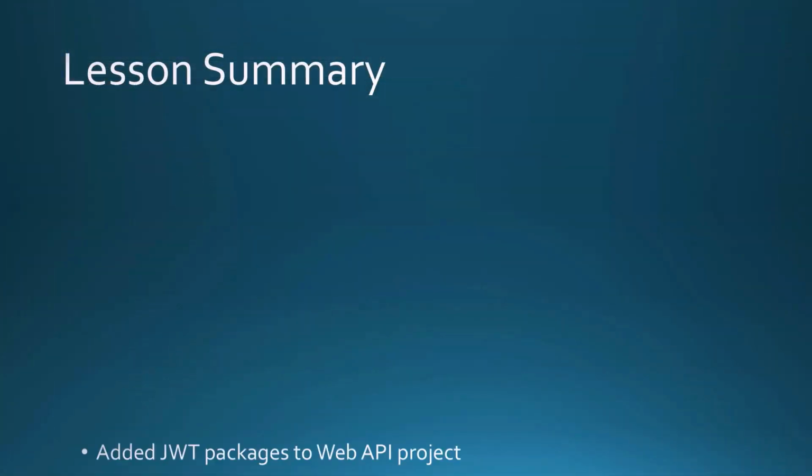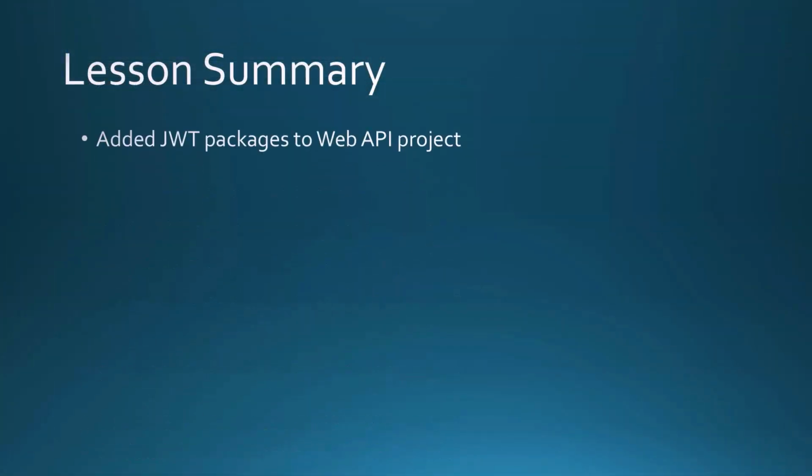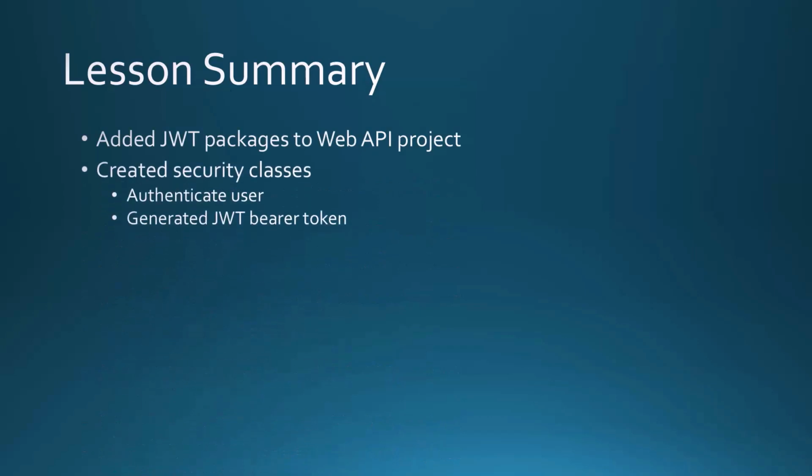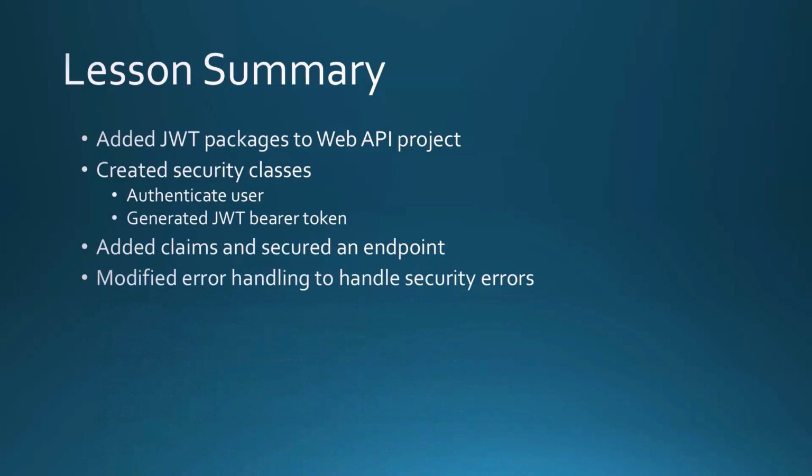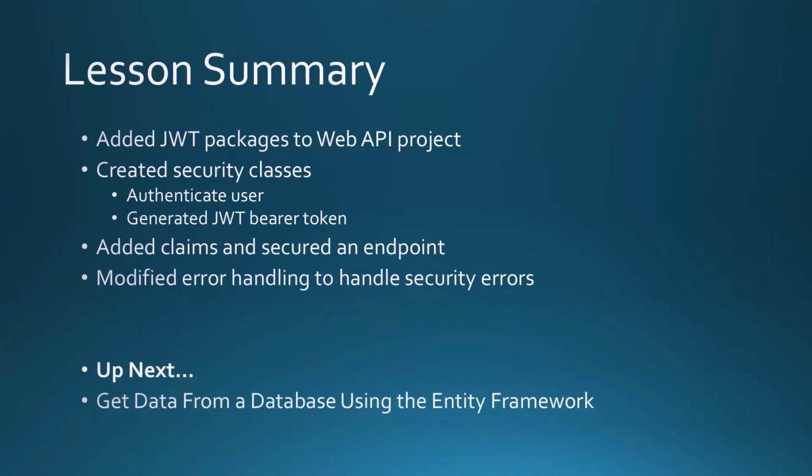In this lesson, we added JWT packages to the Web API project. We created some security classes to authenticate the user and generate the JWT bearer token. We added claims and secured an endpoint, and we modified our error handling to handle security errors. Coming up next, get data from a database using the entity framework.